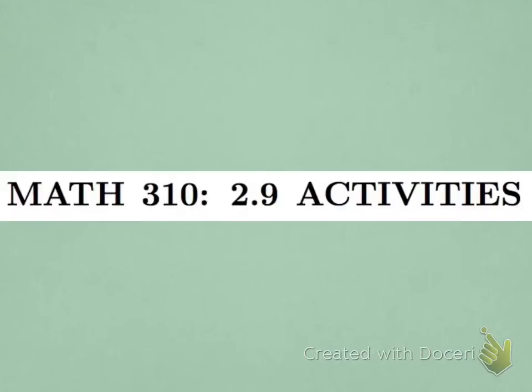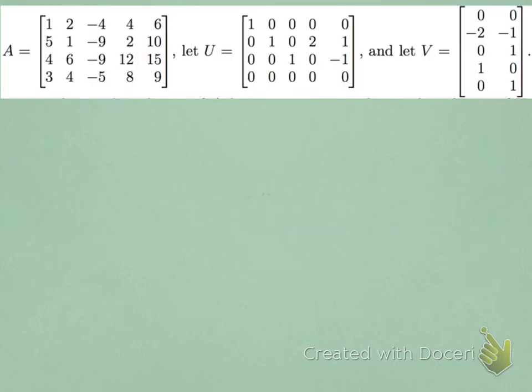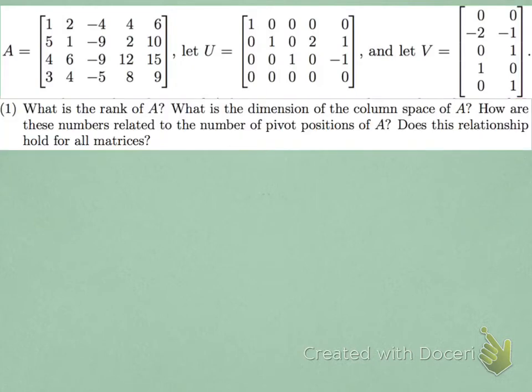Let's talk about the solutions for the 2.9 activities. You're given this matrix A, its reduced echelon form U, and another matrix V. The first question is about the rank of A.